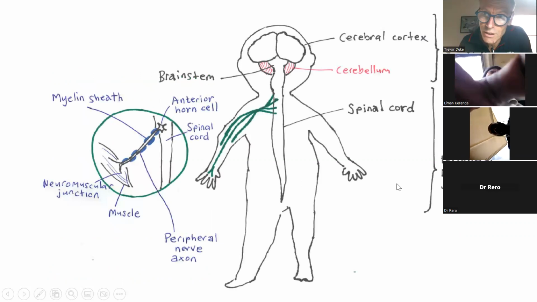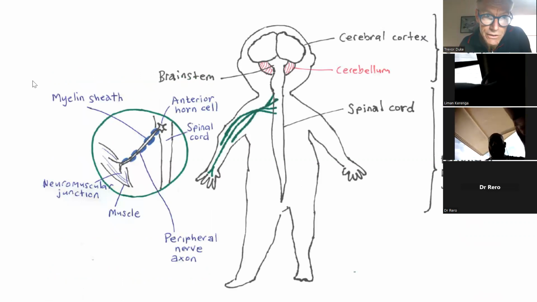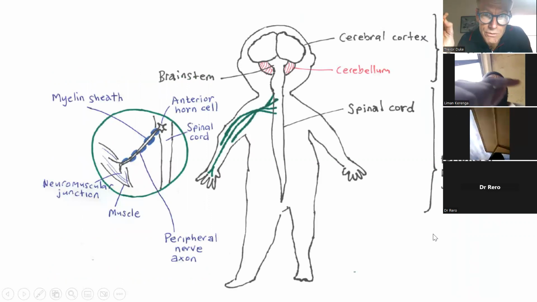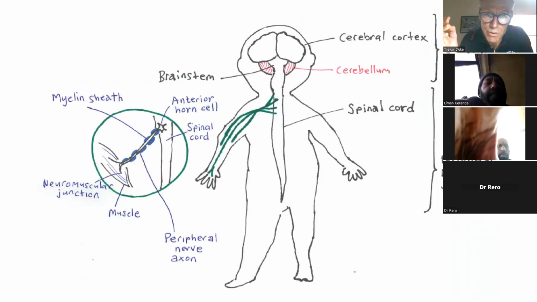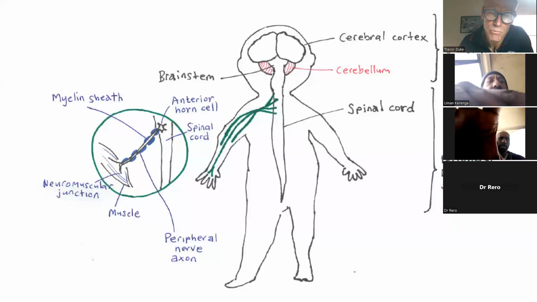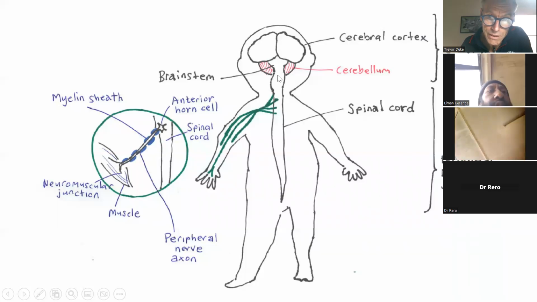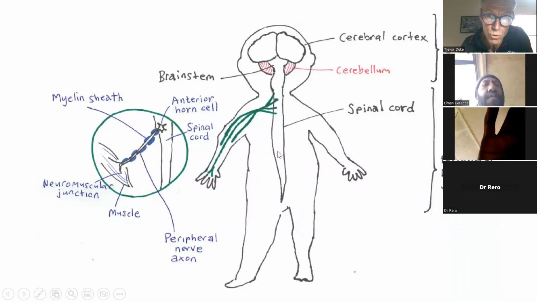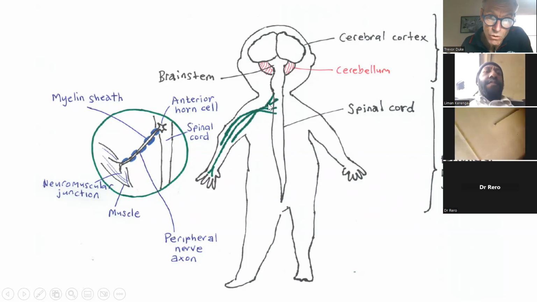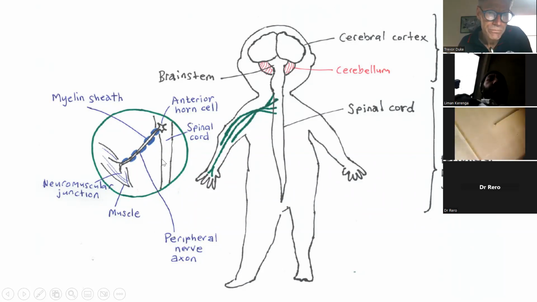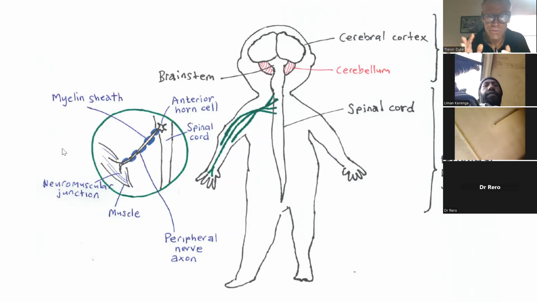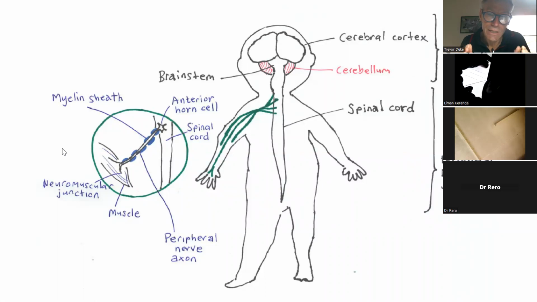I mentioned that when you ask the question, where is the problem? It could be a central problem or a peripheral problem. If it's a central problem, it could be in the cerebral cortex, the cerebellum, or the brain stem, or it could be a peripheral problem in the spinal cord, the anterior horn cells, the peripheral nerves, the neuromuscular junction, or the muscle itself. So you can divide the nervous system up into those different areas, and by using clinical signs, you can estimate where the problem is.